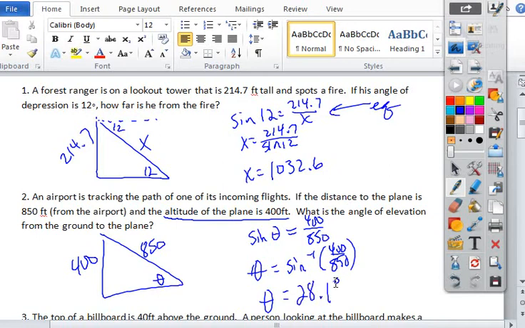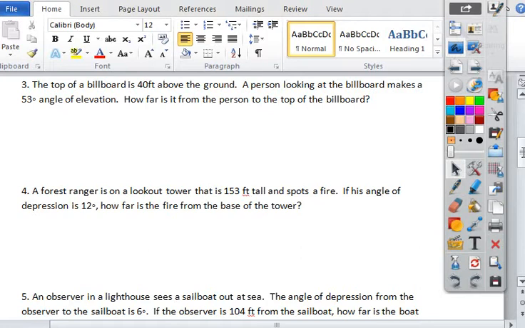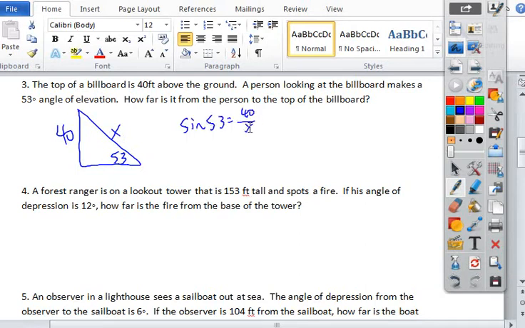All right, number 3 says top of a billboard is 40 feet above the ground. So that's got to go there. Person looking at the billboard makes a 53-degree angle of elevation. It's got to go in the bottom right corner. How far is it from the person to the top of the billboard? Sine 53 equals 40 over x. There's my equation. 40 divided by sine 53. 50.1.